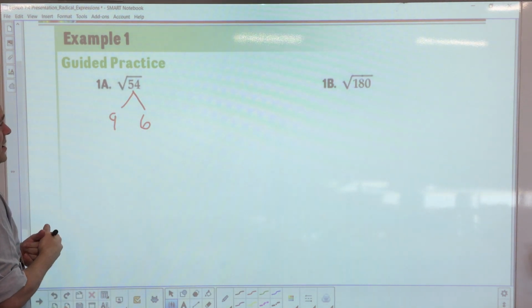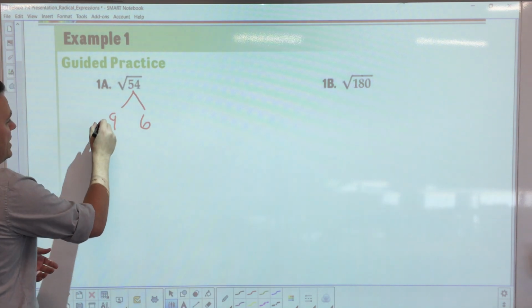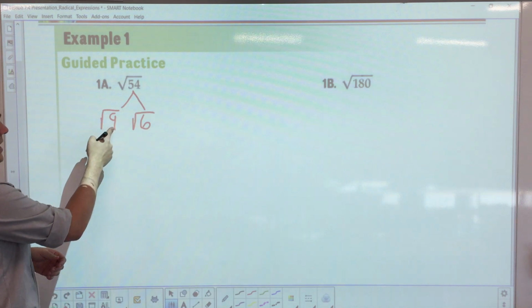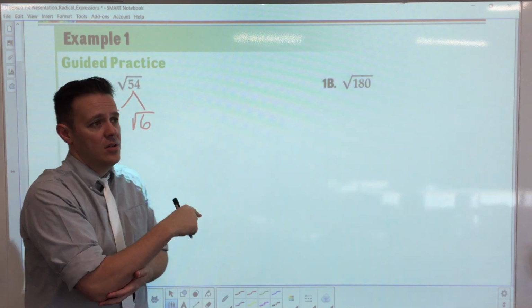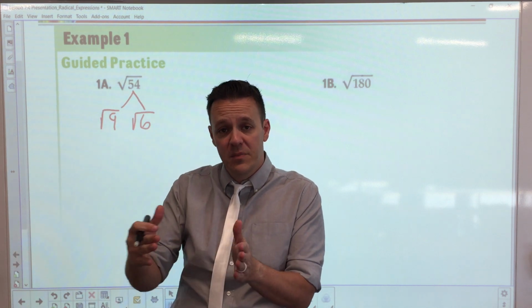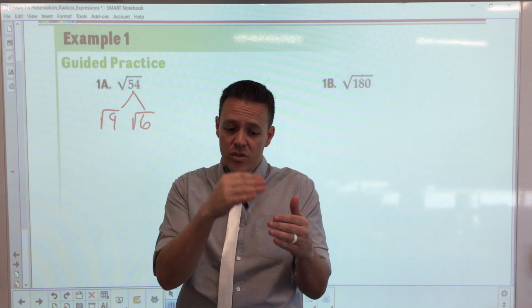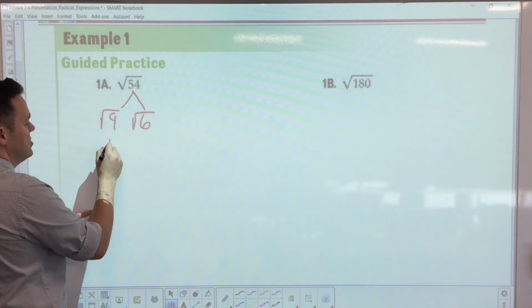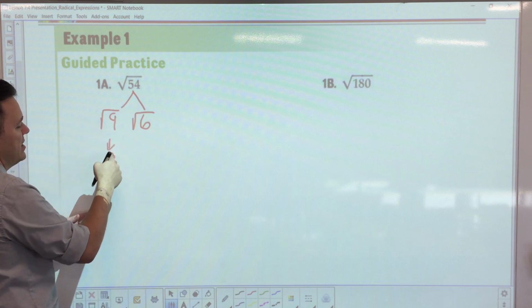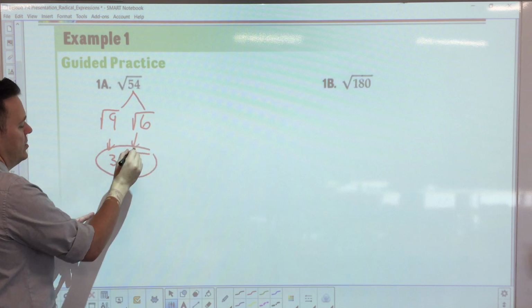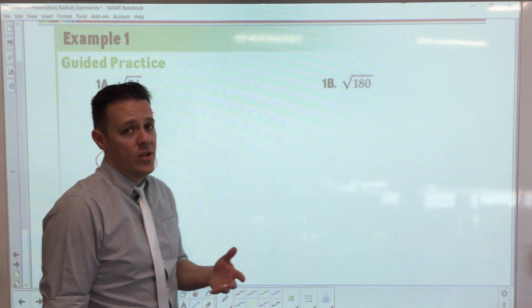If you set that up, ladies and gentlemen, your simple setup and solution would then be: ask yourself, can you take the square root of 9? Yes, you can. Can you take the square root of 6? No, you cannot. Can you do anything else beyond 6, like can you simplify it to a 4 or anything like that? Look at your chart. The answer would be no. So, the square root of 9 is 3, and the square root of 6 cannot be solved. There's your answer. Hopefully you guys get that part.